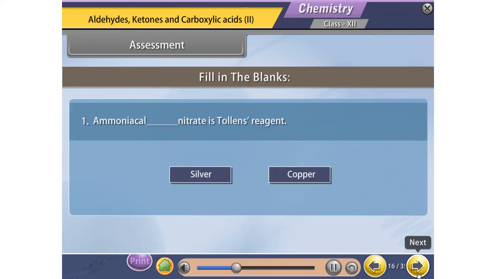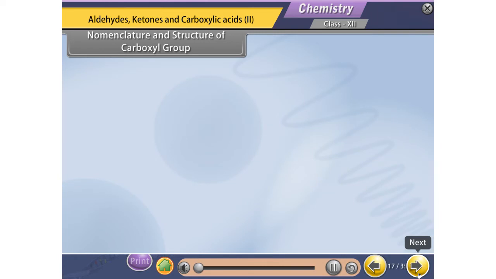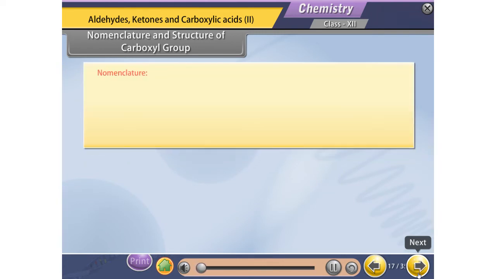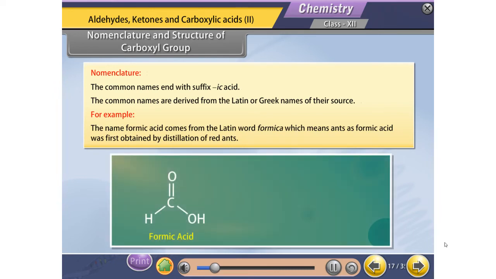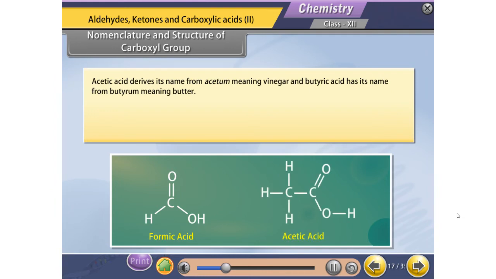Nomenclature and structure of carboxyl group. Nomenclature. The common names end with the suffix -ic acid. The common names are derived from the Latin or Greek names of their source. For example, the name formic acid comes from the Latin word formica, which means ant, as formic acid was first obtained by distillation of red ants. Acetic acid derives its name from acetum, meaning vinegar, and butyric acid has its name from butyrum, meaning butter.